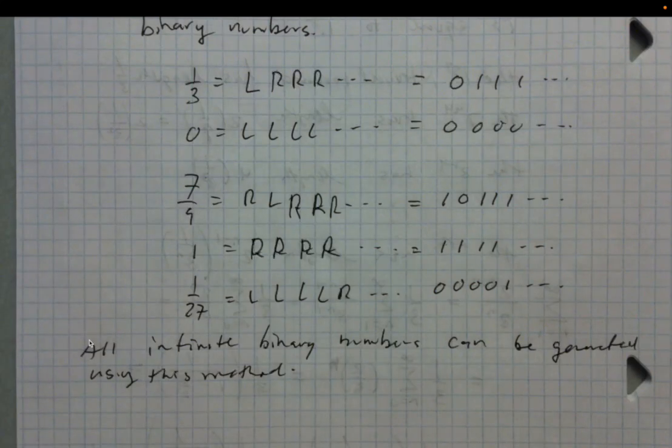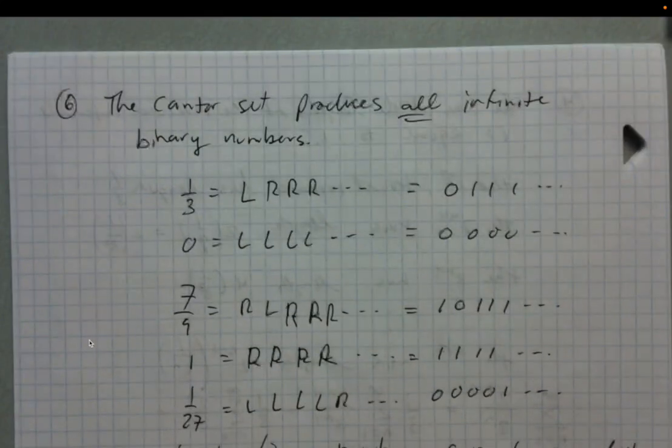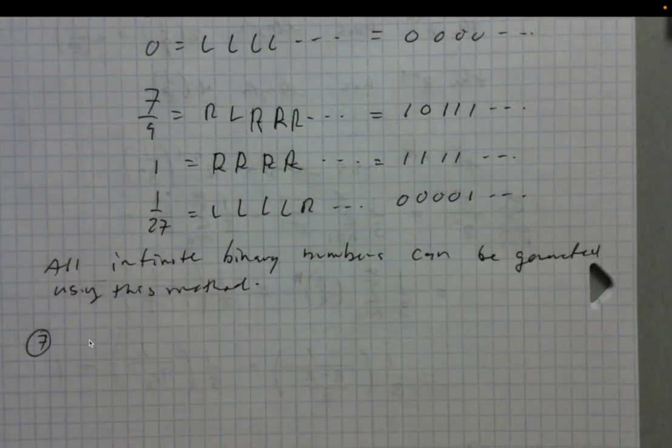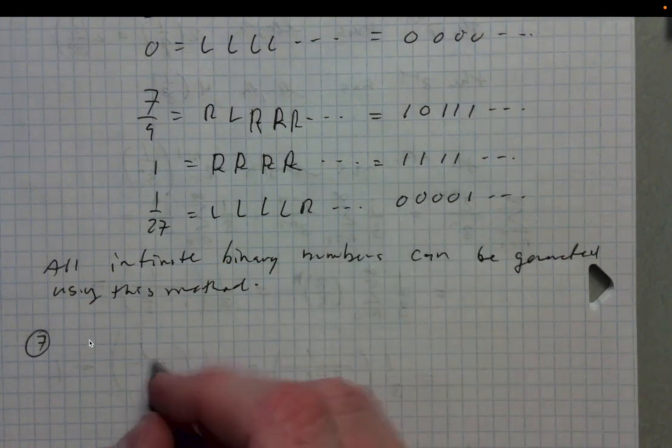Okay, and so that's the sixth property: the contour set produces all infinite binary numbers. And then the seventh property is that the contour set is actually uncountable.